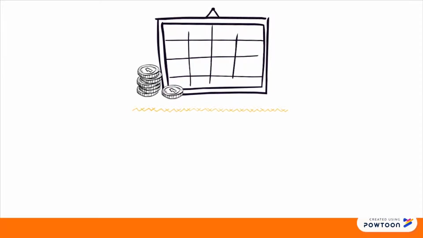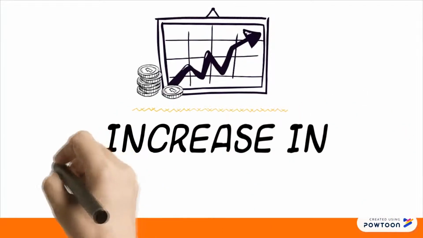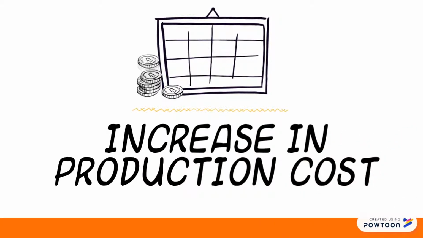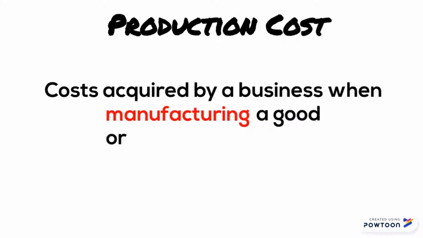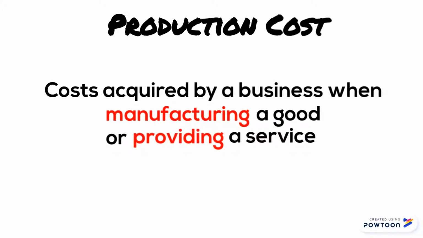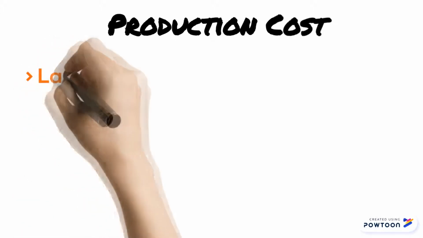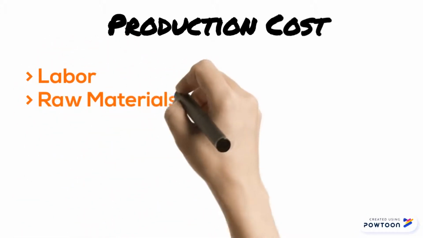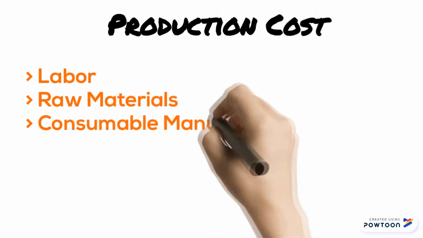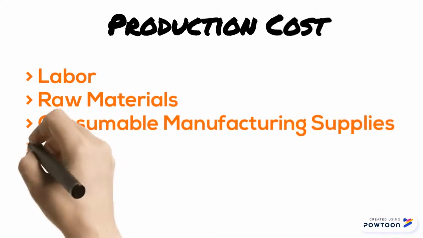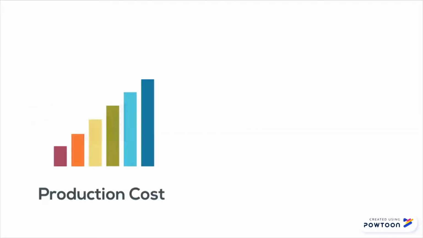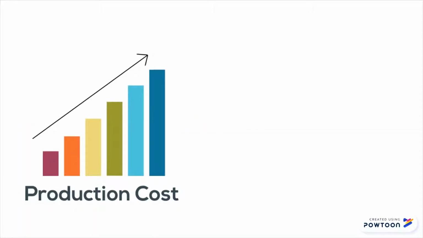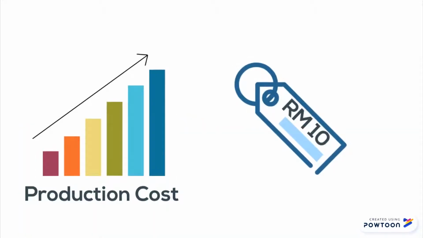Today our topic will be about the increase in production costs. Production cost can be defined as the cost acquired by a business when manufacturing a good or providing a service. Production costs include a variety of expenses such as labor, raw material, consumables, manufacturing supplies, and general overhead. When the production cost increases, the price of the final good will increase.